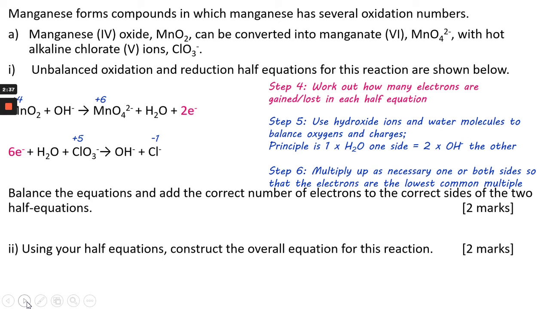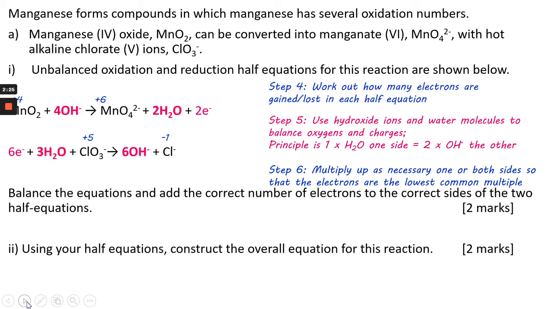So remember what we said. Use the hydroxide ions and water molecules to balance oxygens and charges, and the principle applied is one water on one side equals two hydroxides on the other. So a little bit of thinking about this and playing around gives us these. Now notice everything else has been left alone. You've still got 6 electrons on the reduction, you've still got 2 electrons on the oxidation.